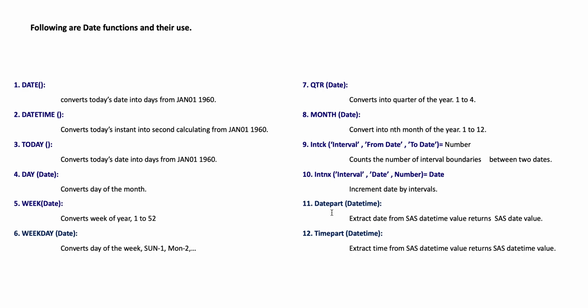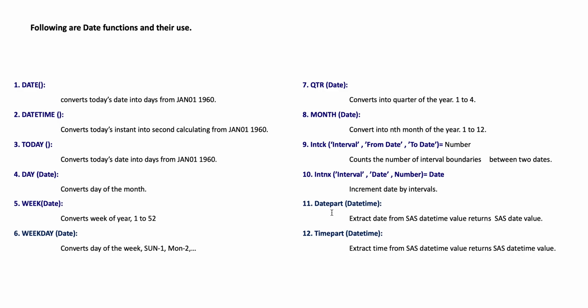Number 7, QTR(date). It returns the quarter of the year and its value lies between 1 to 4. Number 8, MONTH(date). It returns the nth month of the year. Its value lies between 1 to 12. Number 9, INTCK, interval from date to date, and the final result is a number. That means it counts the number of interval boundaries between two dates.